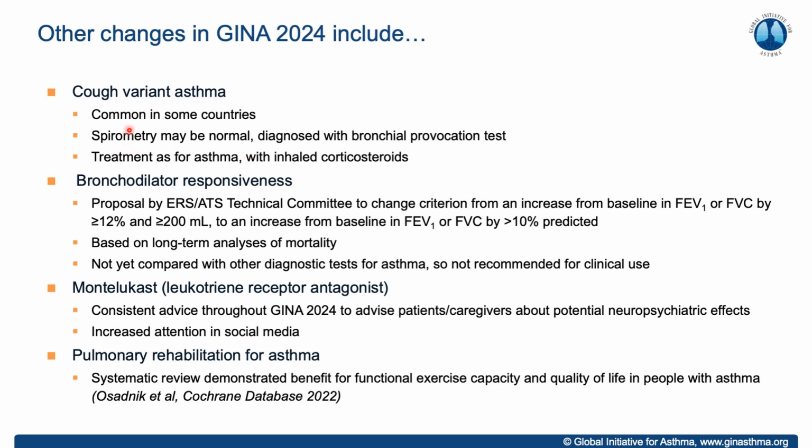It is most common in some countries, and this asthma patient presents with the predominant symptom being cough. Spirometry may be normal. Diagnosis is with bronchial provocation test. Treatment for this asthma is with inhaled corticosteroid.